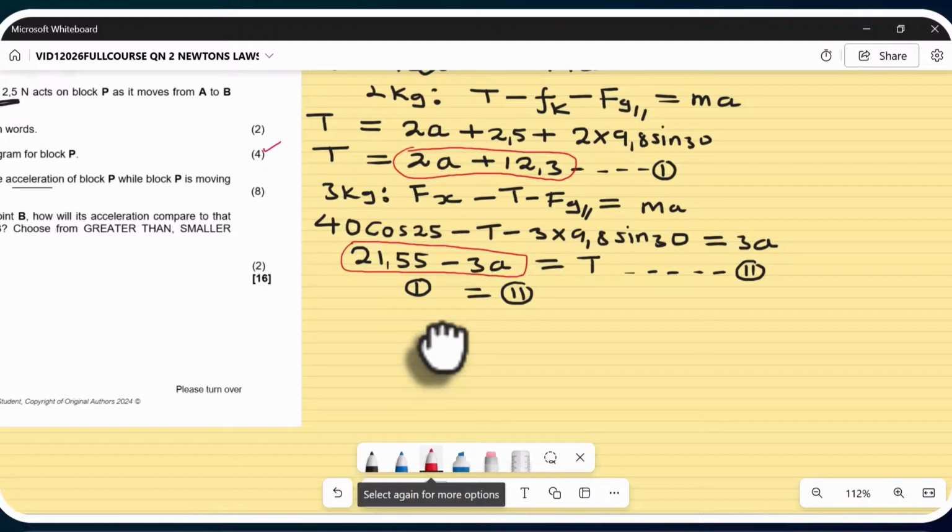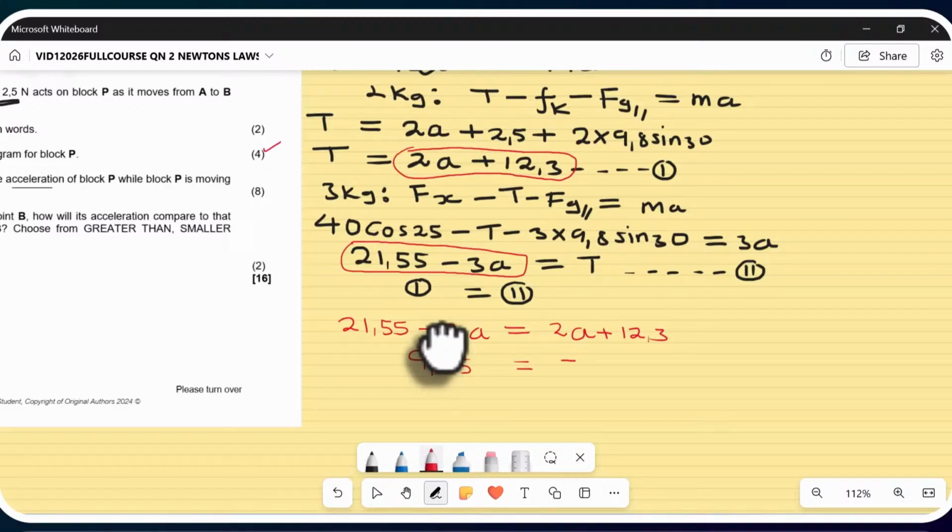If I simplify here, 21,55 minus 12,3 gives me 9,25, and then 2a plus 3a gives us 5a. So dividing by 5, our acceleration is 1,85 meters per second squared. That's the acceleration which they wanted here.